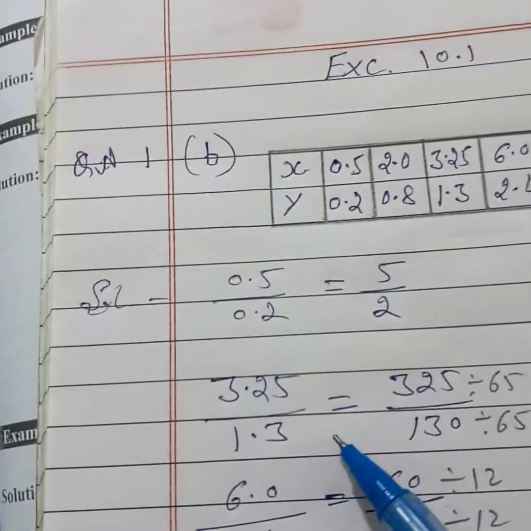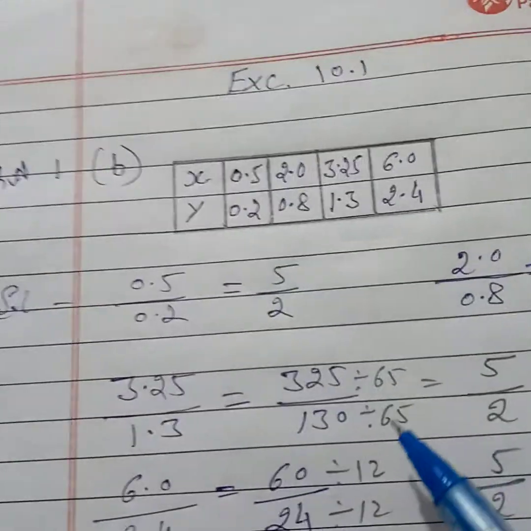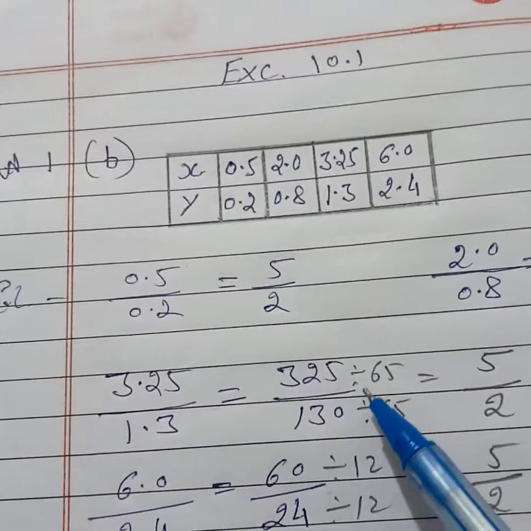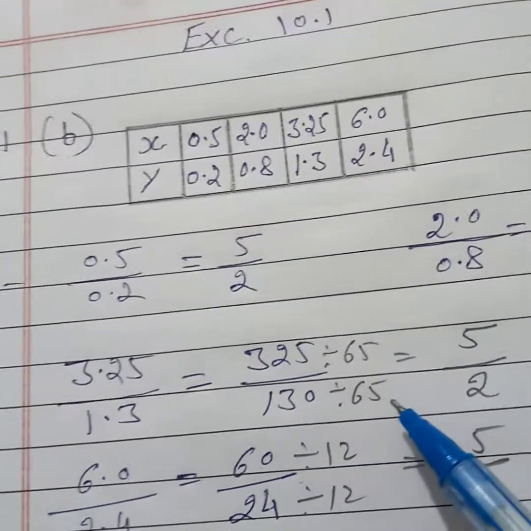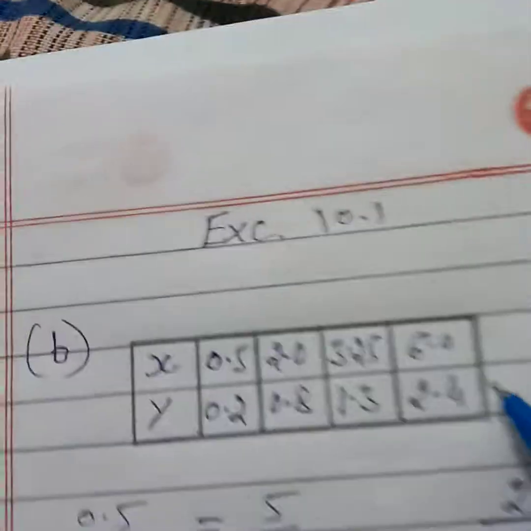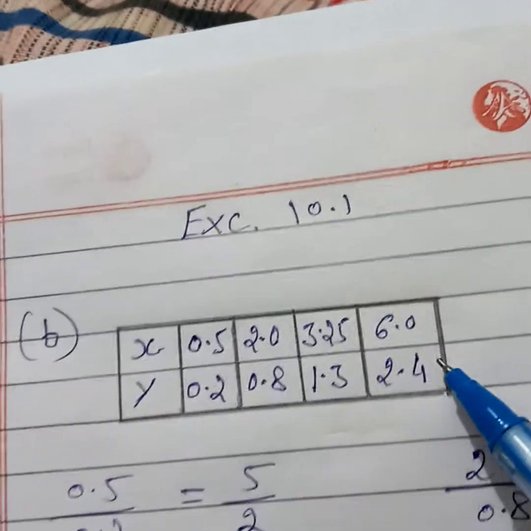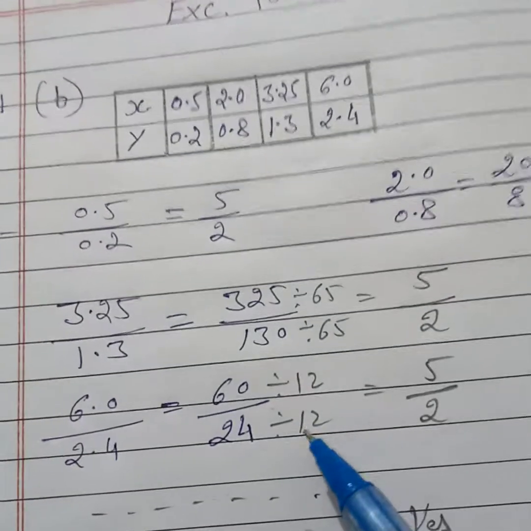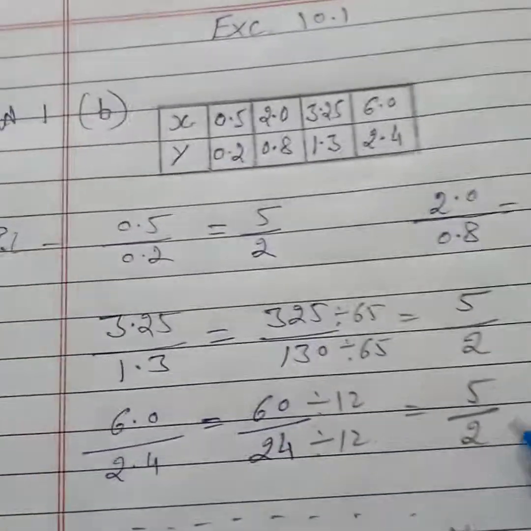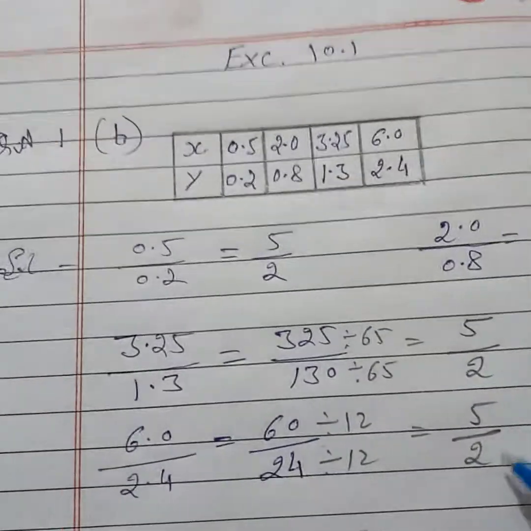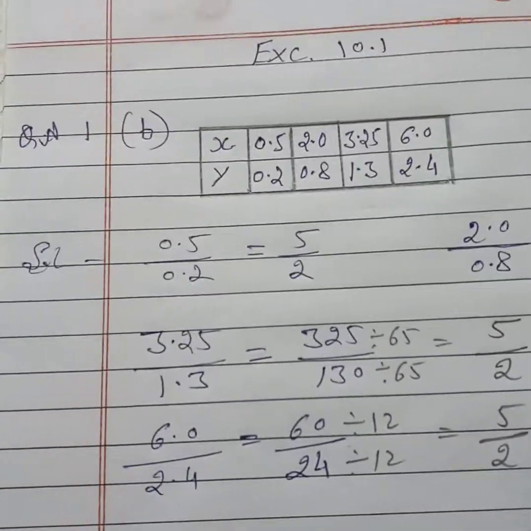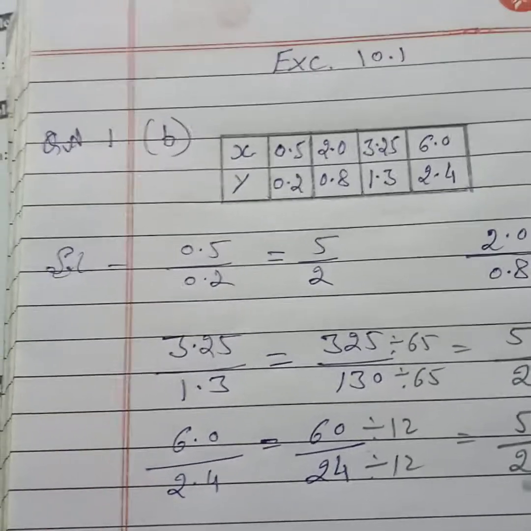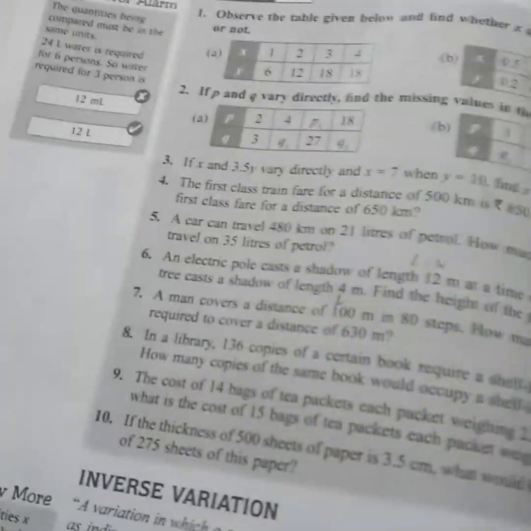When you divide 3.25 by 1.3, the answer is also 2.5. 325 upon 130, divided by its HCF 65, the answer is also 2.5. When you divide 6.6 by 2.4, that is 66 upon 24, divided by its HCF 6, the answer is also 2.5. It means the constant value of all these is the same. Since the constant value is the same, we can say that x and y are directly proportional here. Okay, that was question number 1 B part.